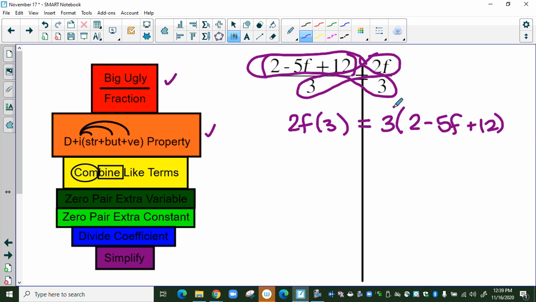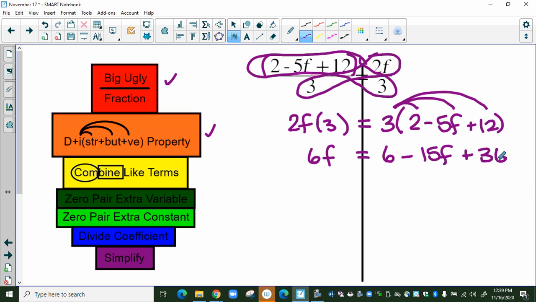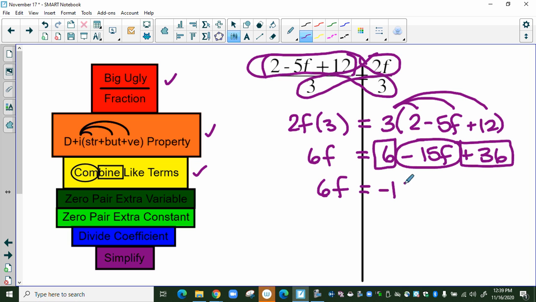Distributive property is right here, and we've got 3 terms on the inside. So 2f times 3, we're just going to simplify this to 6f. This is going to be 6 minus 15f plus 36. Okay. Do we have like terms this time? Yes, we do, because on the right I have a constant, I have a variable, and I have another constant. So I'm going to keep my variable, and 6 plus 36 is 42.